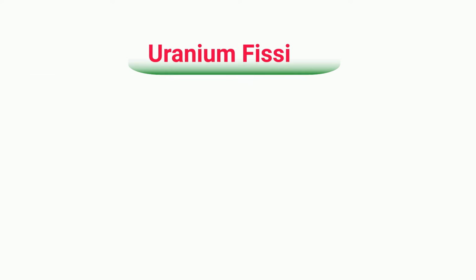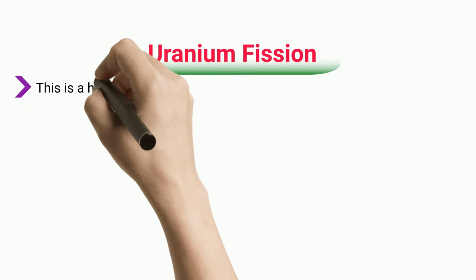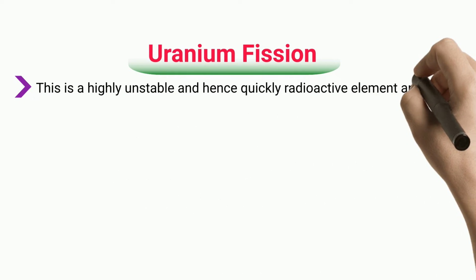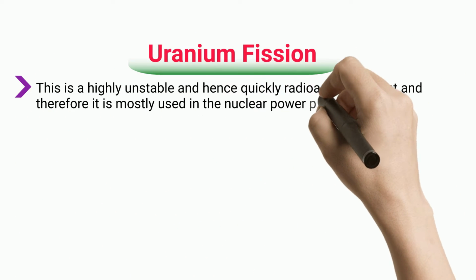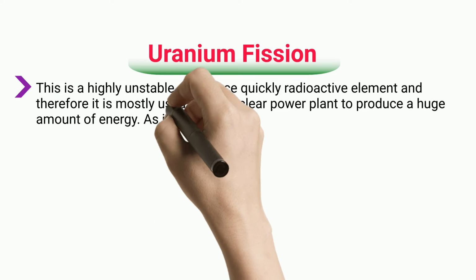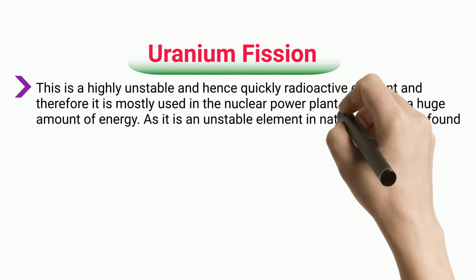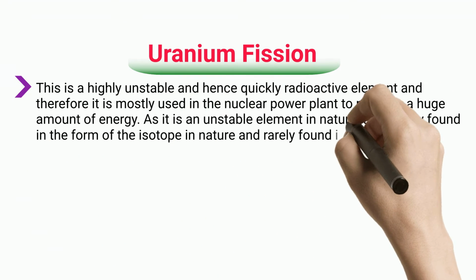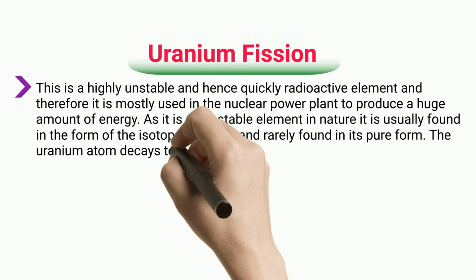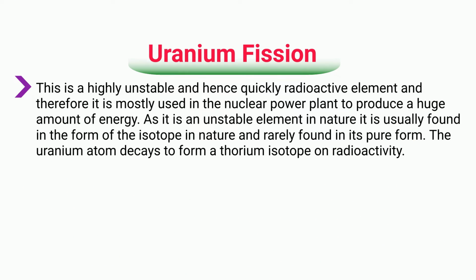Uranium fission. This is a highly unstable and hence quickly radioactive element, and therefore it is mostly used in the nuclear power plant to produce a huge amount of energy. As it is an unstable element in nature, it is usually found in the form of an isotope and rarely found in its pure form. The uranium atom decays to form a thorium isotope on radioactivity.